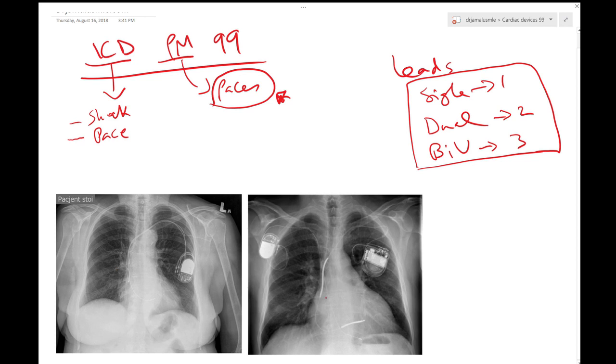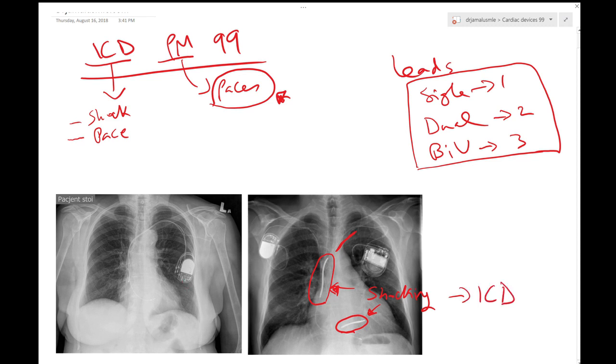If a lead has a coil that looks very thick compared to the usual continuation of the lead, this part is the part responsible for shocking the patient. And you can see it also over here. Some leads have it in one area, some leads have it in two areas. This is the part that is responsible for defibrillation. If you see that part on a lead, this means that the patient definitely has an ICD.